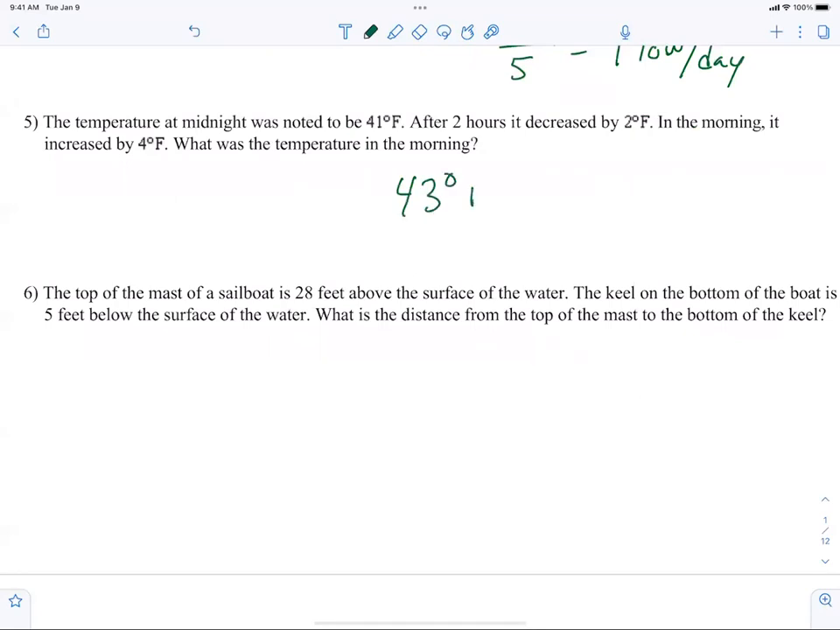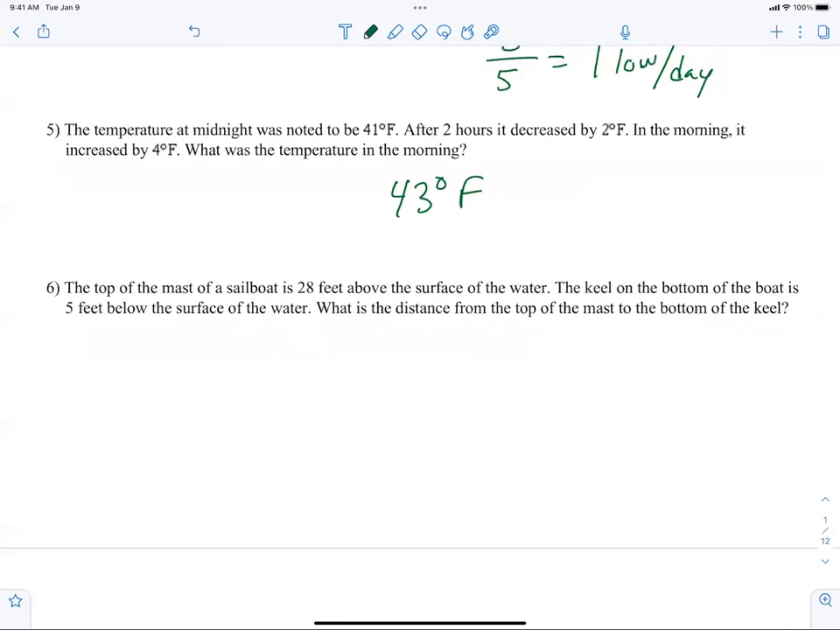Yes, 43 degrees Fahrenheit. Thank you very much. Easy as that. All right, number 6, go.